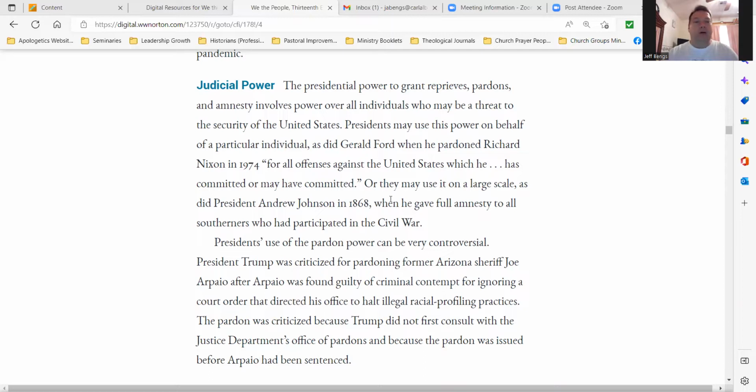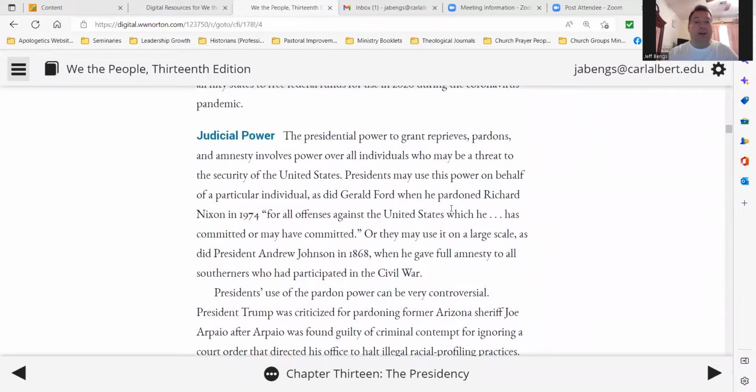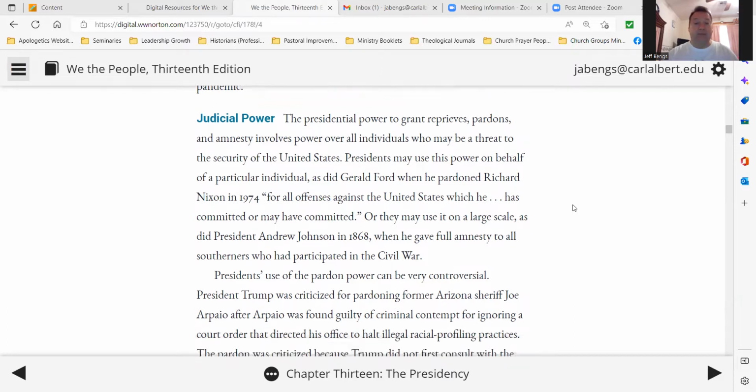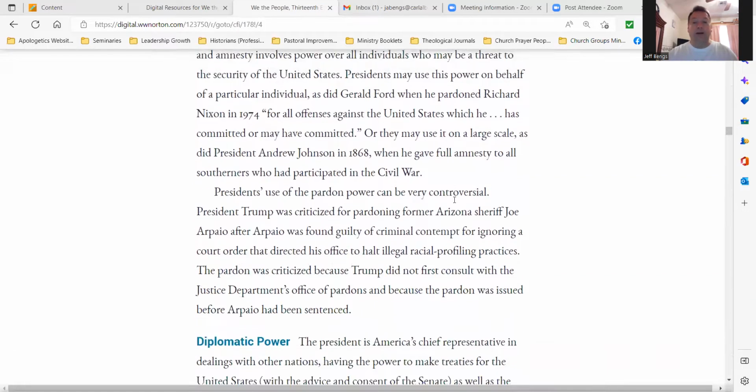All right, judicial power. Once again, the president has the power to pardon individuals or grant reprieves, or to give amnesty to a person or people who are fleeing their nation. That would mean someone fleeing their nation whose life is in danger, coming to America to be protected, to have amnesty. Presidents can grant that. Now, I mentioned to you a very famous one of Richard Nixon being pardoned by Gerald Ford.